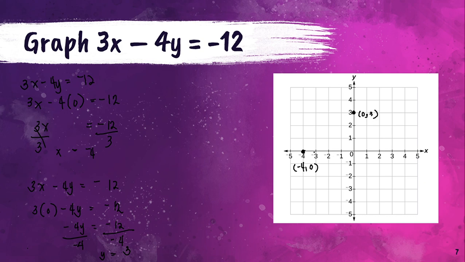So since we already plotted the x and y intercepts of 3x minus 4y is equal to negative 12, we have to draw a straight line through these points. So all we have to do is draw a straight line that passes through these points. Okay, therefore, this would be the graph of our linear equation 3x minus 4y is equal to negative 12 using the intercept method.